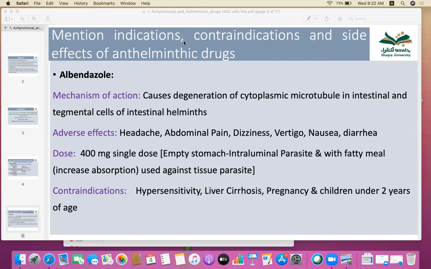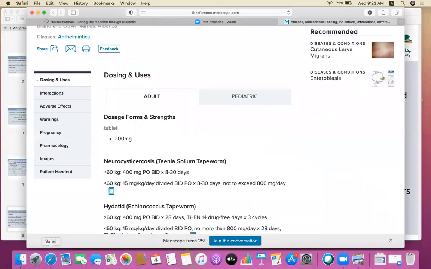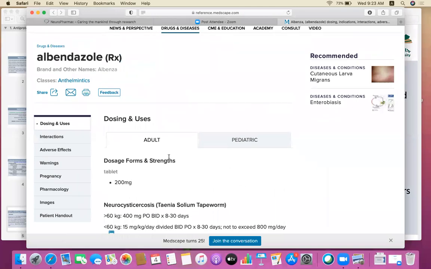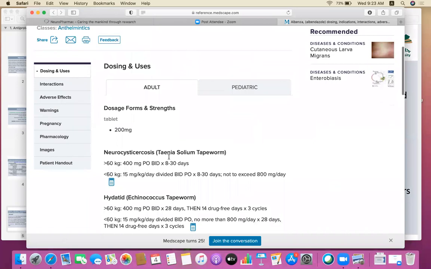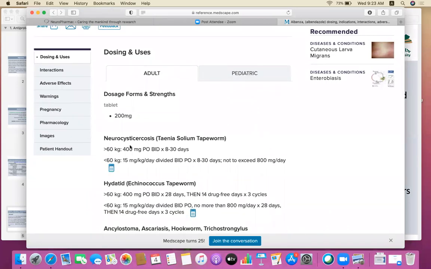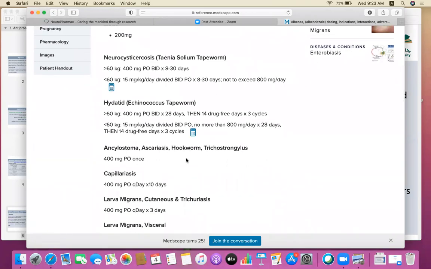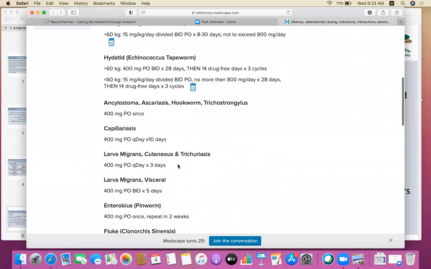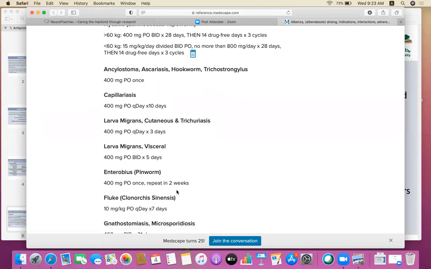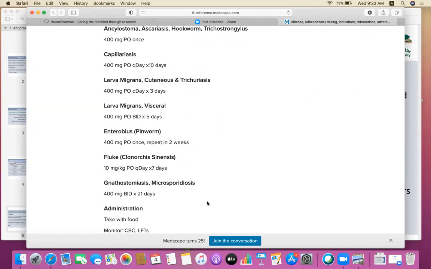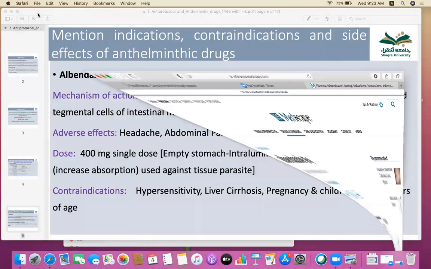Mention the indications. Indications means the uses, where it is used. As we saw on this page of albendazole, when you click on this specific page, you will get the indications: neurocysticercosis, hydatid infection, ancylostoma, ascariasis, hookworm, trichostrongylus, capillariasis, larva migrans cutaneous, trichuriasis, larva migrans visceral, enterobius, fluke, then gnathostomiasis, microsporidiosis. These are the indications of this specific drug.